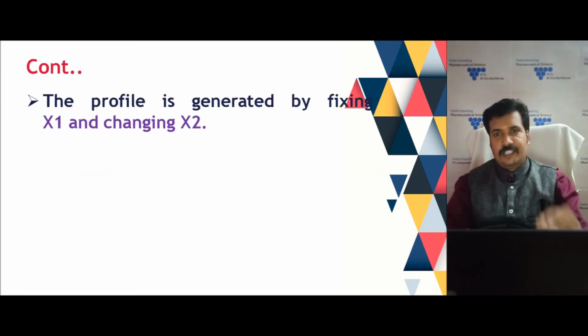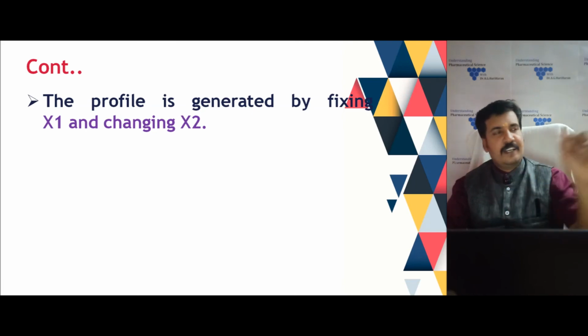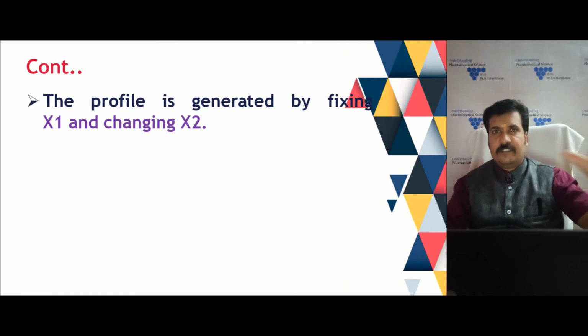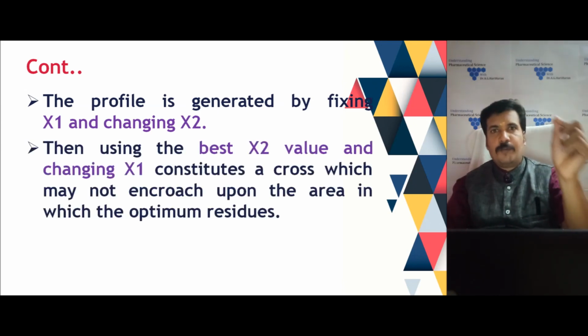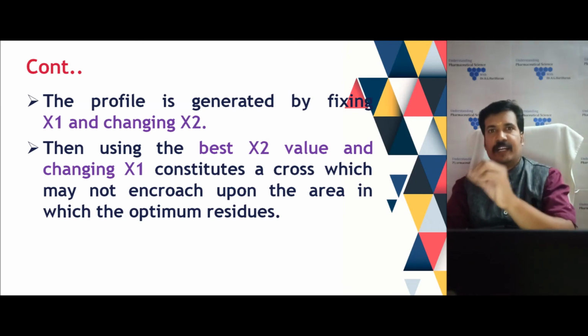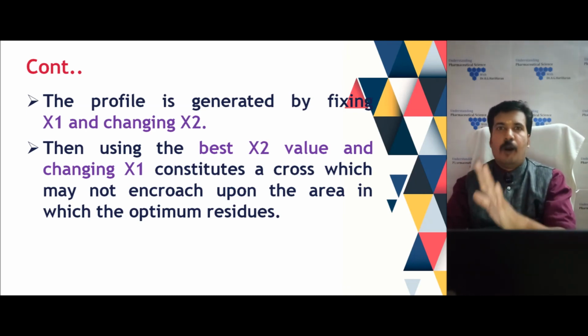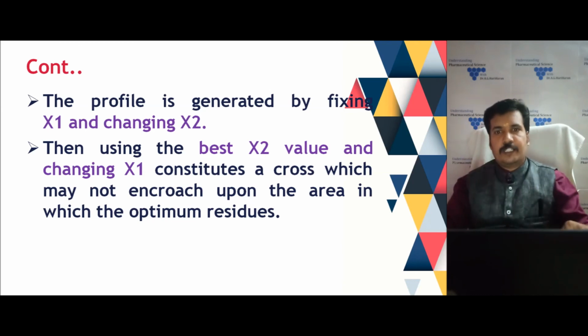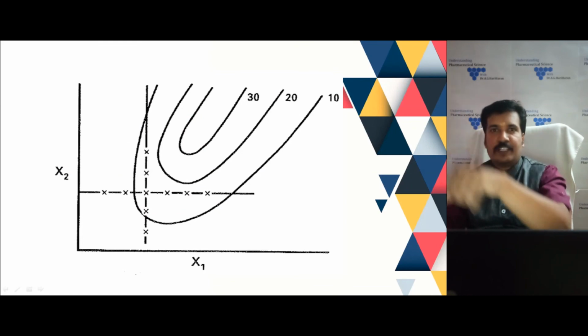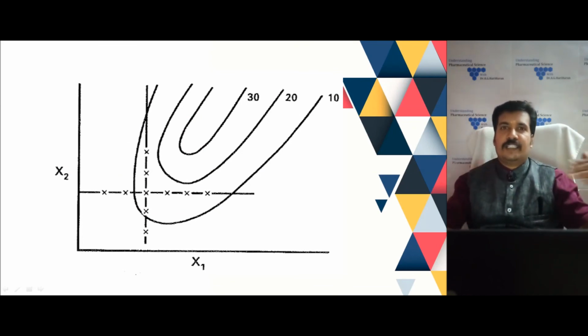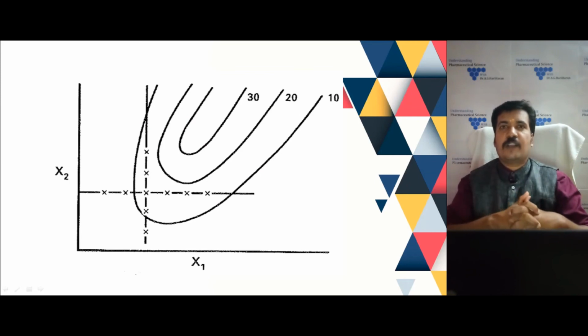How we are doing it, I have shown in a picture. If you see, we are taking two variables, x1 and x2. First we take x1 fixed and change x2, so we get values. Once we optimize, where we get the maximum yield, there x2 becomes the optimum level. Then we fix the optimized x2 and change x1. Both will cross at a particular point. That is the optimized level of both the x1 and x2 variables.